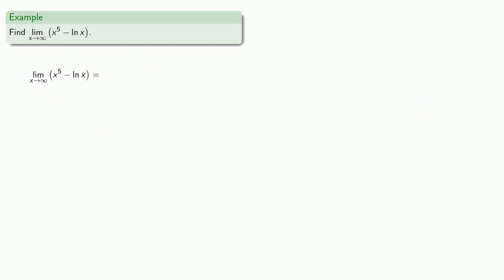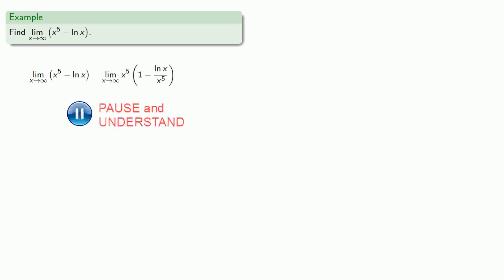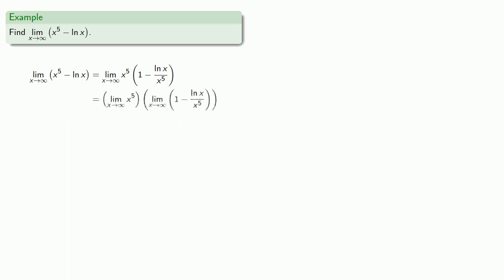So let's try this one. So this factoring to make a quotient seemed to work out pretty well, so let's do that. How about factoring out an x to the fifth? The limit of a product is the product of the limits. The limit of this second factor is... And so our expression has a limit of infinity.